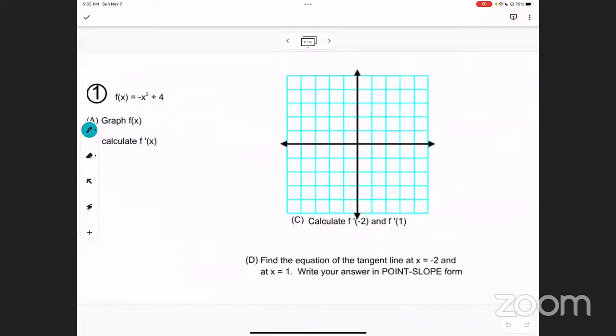Do you want to do this page, or what do you want to do now? We have 5 minutes. Oh, see, now we're talking about the derivatives again. Oh, yeah, I wanted to go over derivatives.